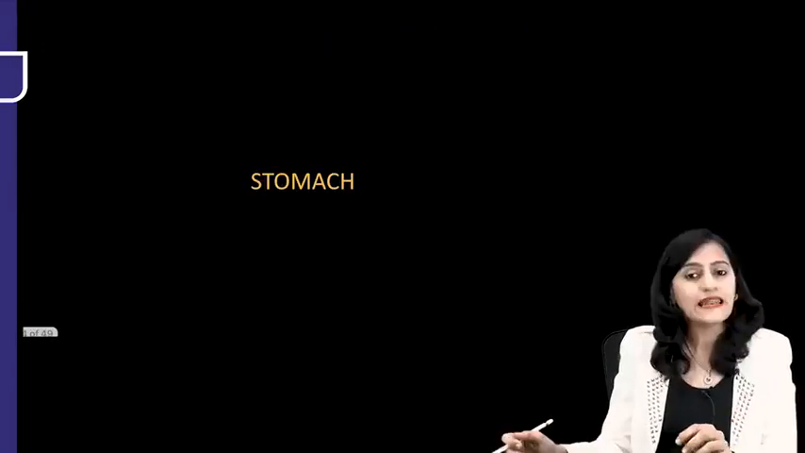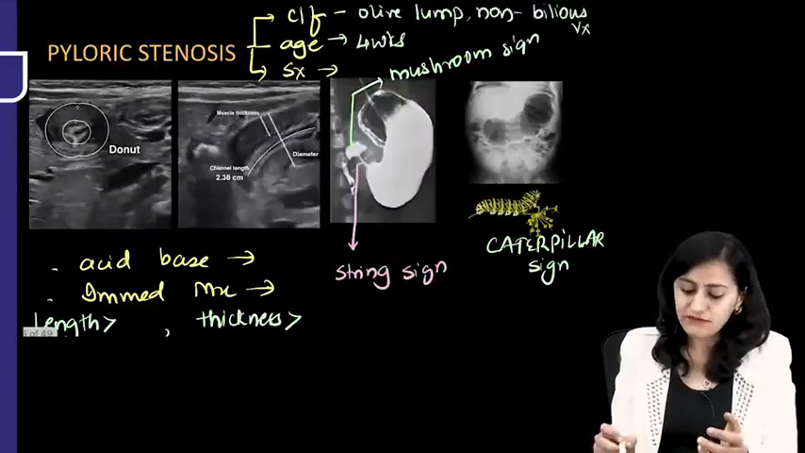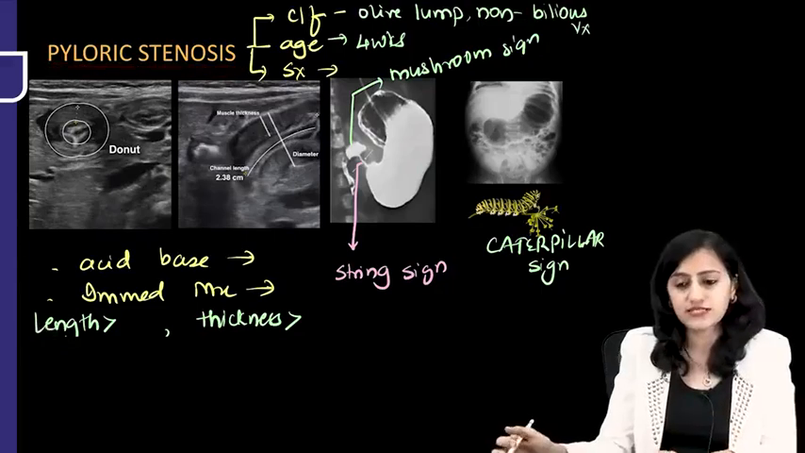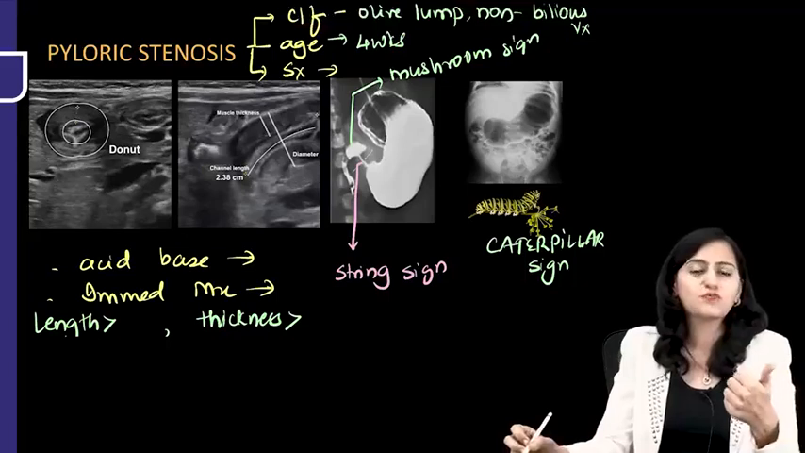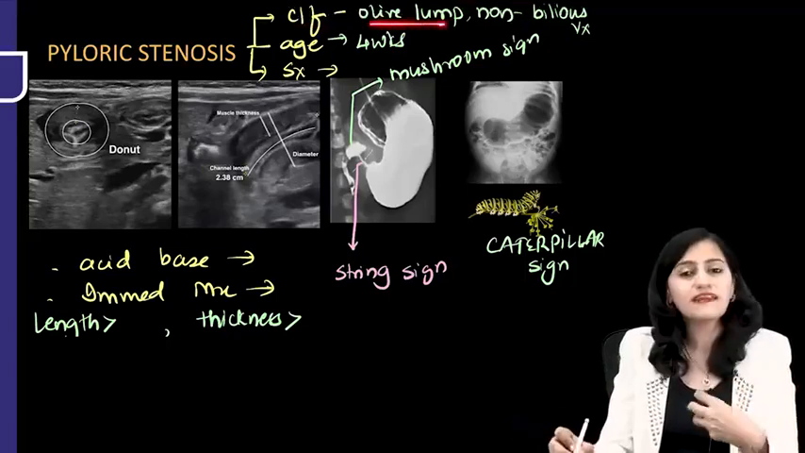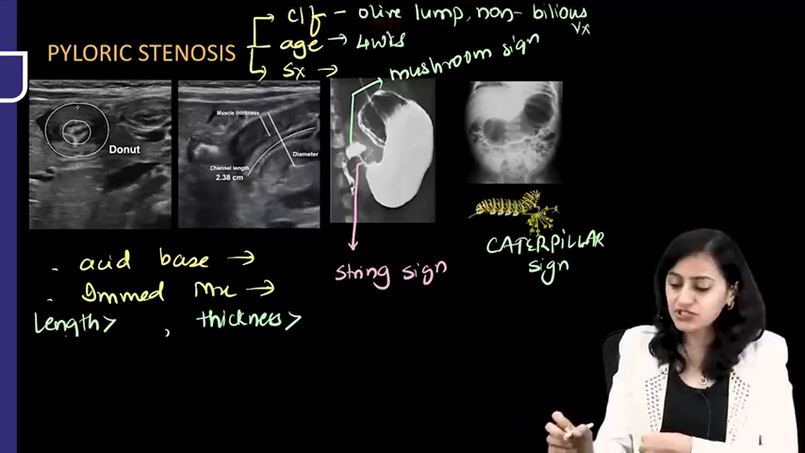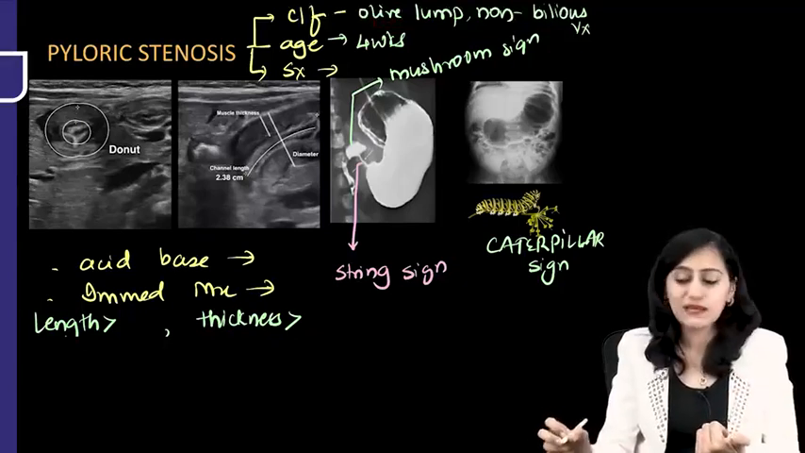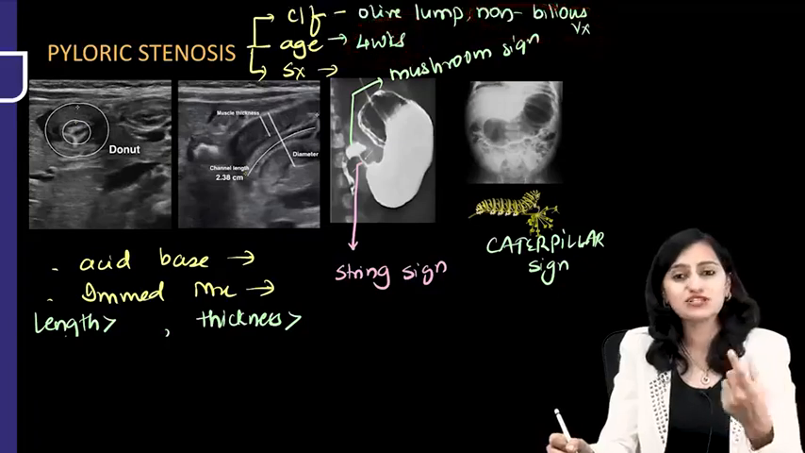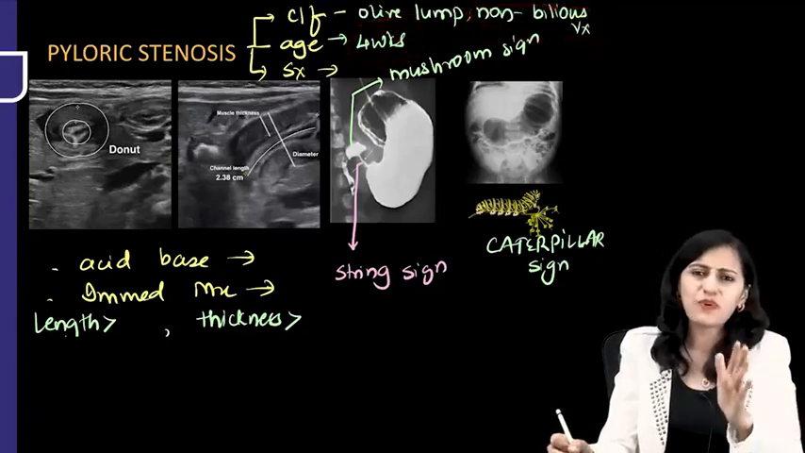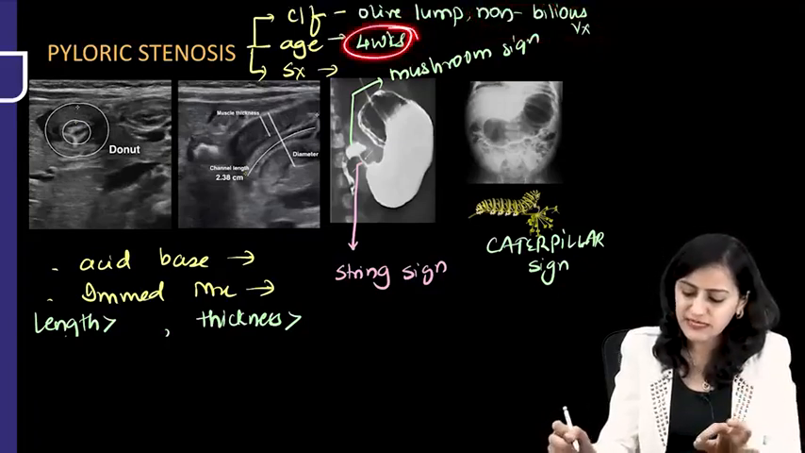Now coming to the stomach pathologies, very, very important, pyloric stenosis. What are the clinical features? This is generally in the firstborn male child, with an olive-like lump felt in the epigastric region, and the baby has non-bilious vomiting because it is a proximal obstruction. The age of presentation is not on day 1. It is around 1 month, that is 4 weeks.